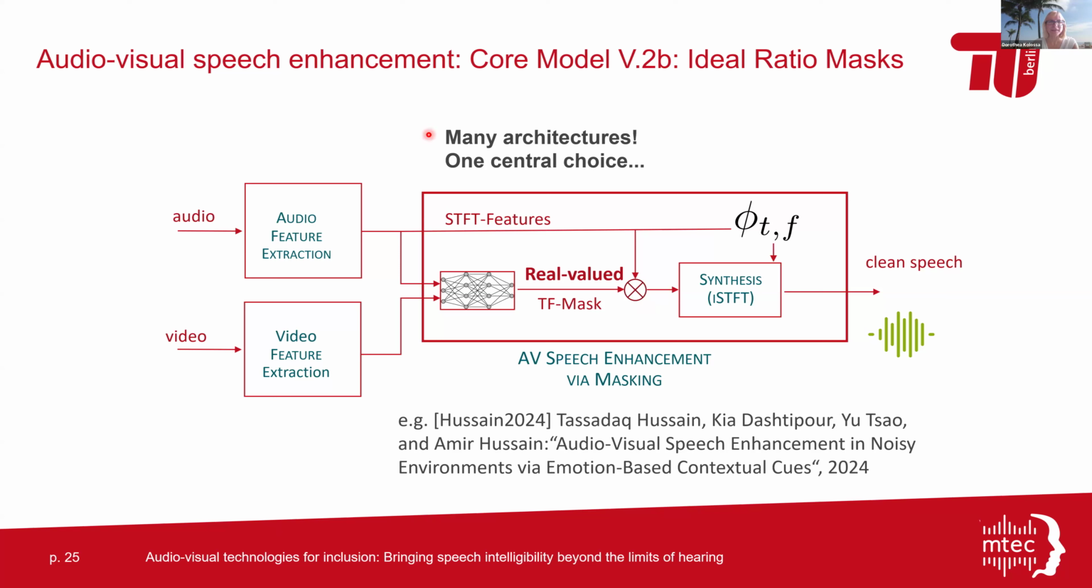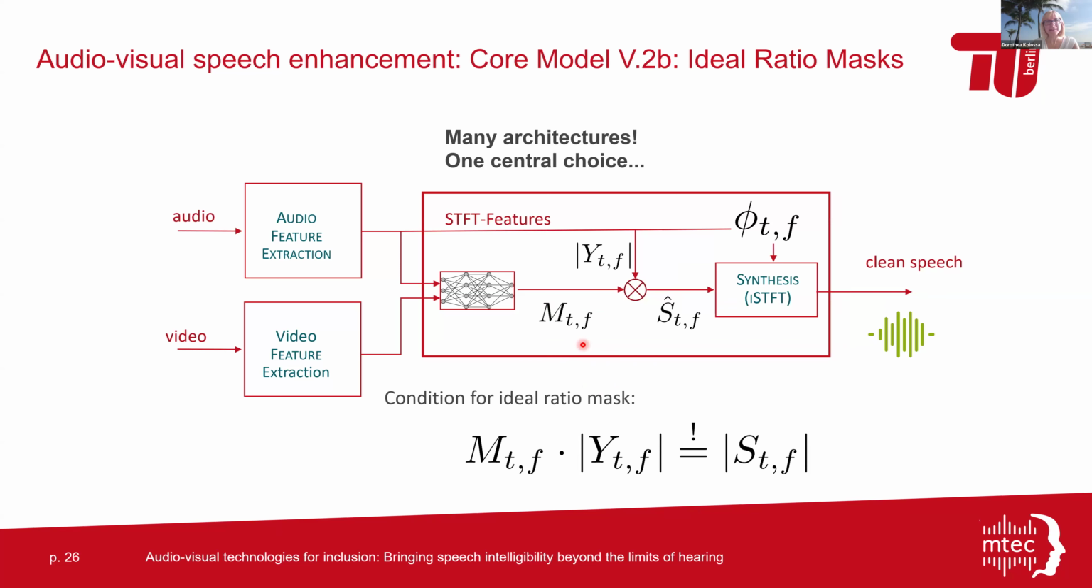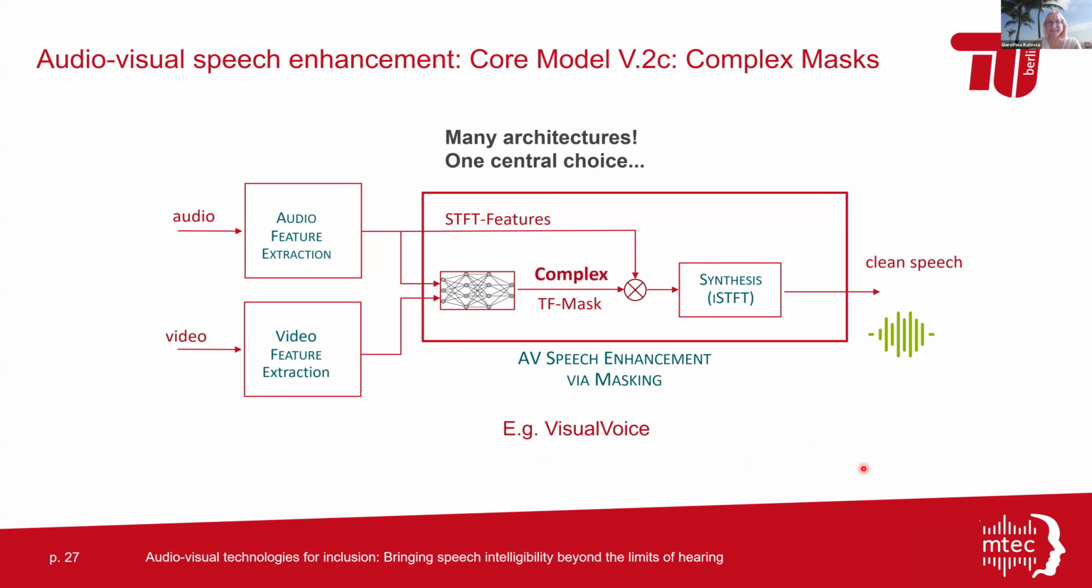solid approach, in my view, here is to use a real valued time frequency mask, where you have STFT features, you multiply them by a value typically between 0 and 1. And so in this case, training your enhancement DNN becomes a regression problem, where you try to find the optimal ratio mask, which, when you multiply it by the magnitude spectrum of the noisy speech, will give you the magnitude of the clean speech.